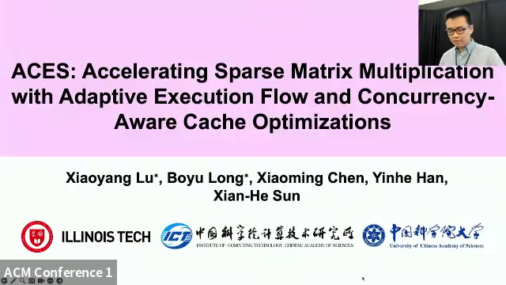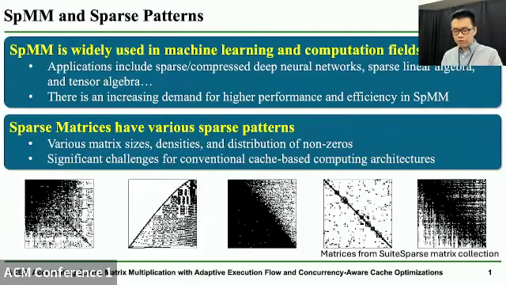Thank you, Chair. Hello, everyone. I'm Shaojun from Illinois Institute of Technology. I'm very happy to be here to share our work, ASIS, accelerating sparse matrix multiplication with adaptive execution flow and concurrency-aware cache optimizations. This work aims to enhance sparse matrix multiplication, SPMM.